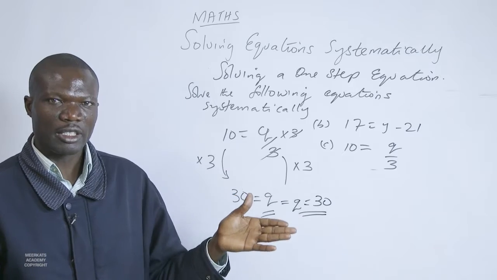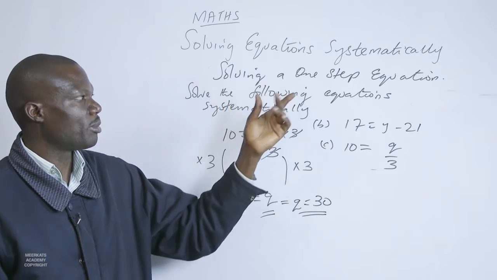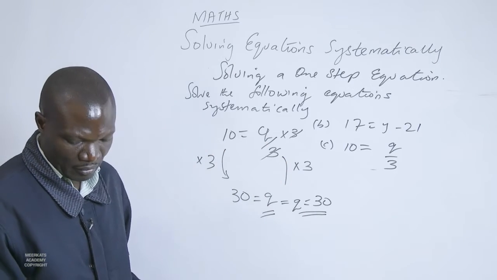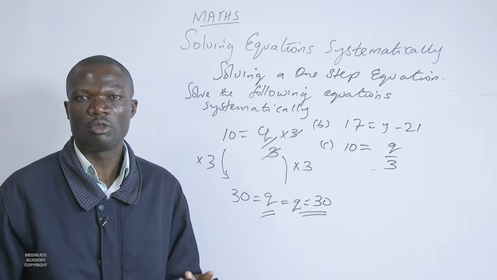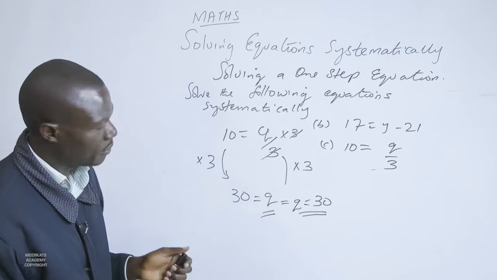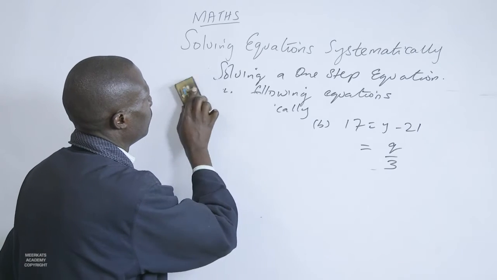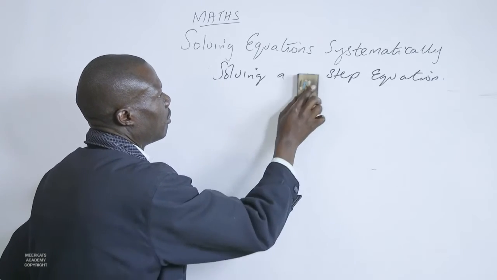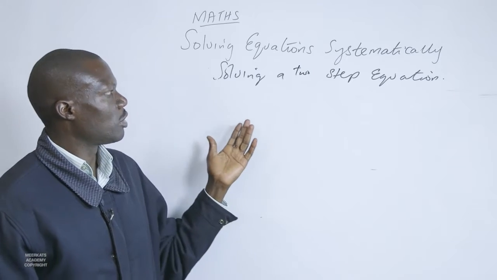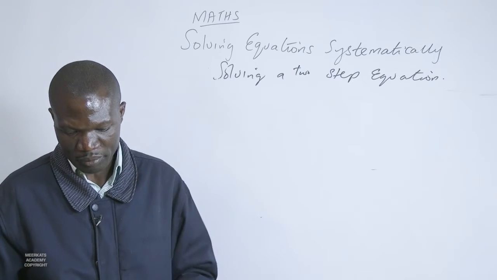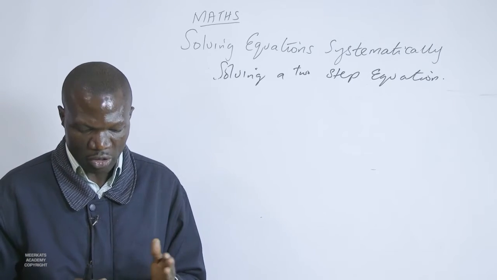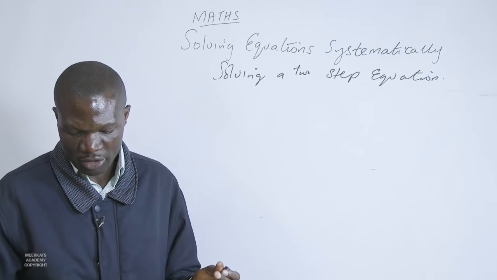These three questions tell us how to solve a one-step equation using this method we've gone through, in a systematic way. Now, I want us to also look at ways of solving a two-step equation and see how we can work it out systematically. Solving a two-step equation. Solve each of the following equations systematically and check the solutions.